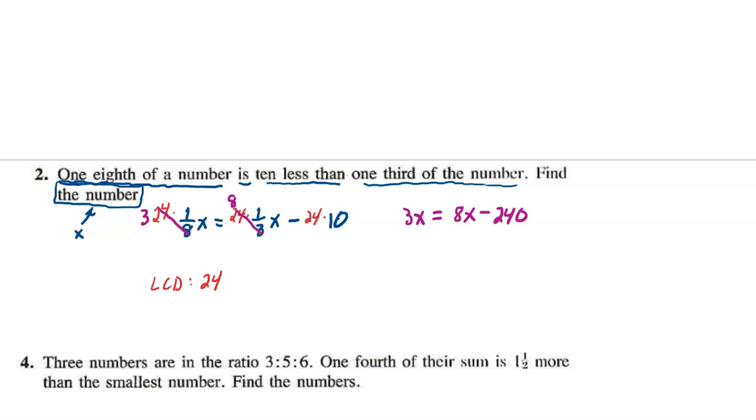Subtract 8x from both sides, making negative 5x is equal to negative 240. And now divide by negative 5. The result is 48. We figured out that x is 48, and x was representing the number we were asked to figure out, so our answer is 48.